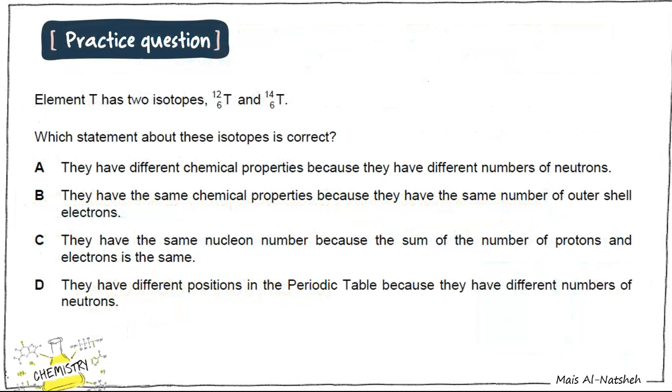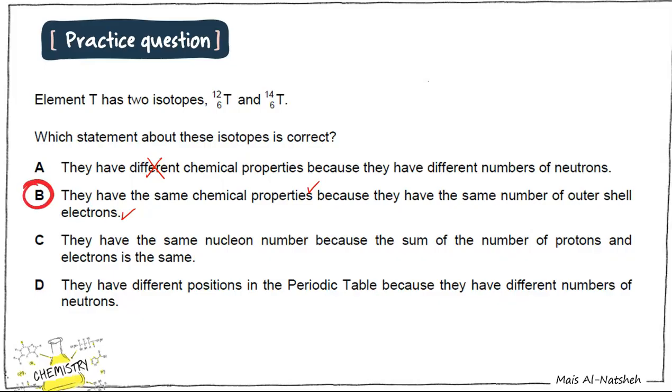Let's take practice questions. Element T has two isotopes, T12 and T14. Which statement about these isotopes is correct? A. They have different chemical properties. Oh, no, they have the same chemical properties because they have the same electron numbers. Yes, they have the same chemical properties because they have the same number of outer shell electrons. This is correct. Now, let's check C and D.